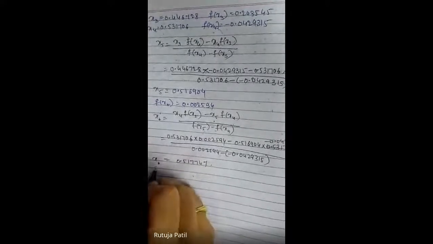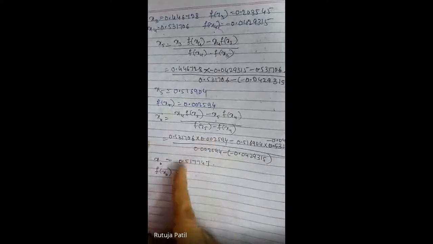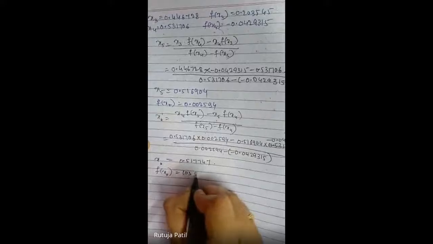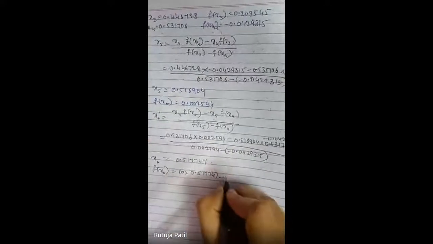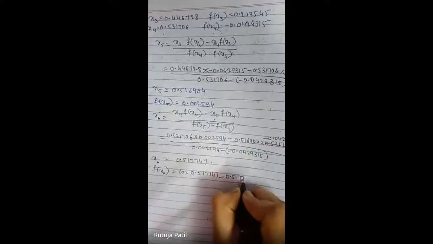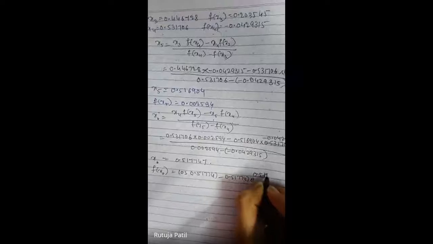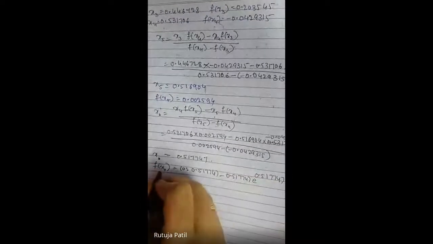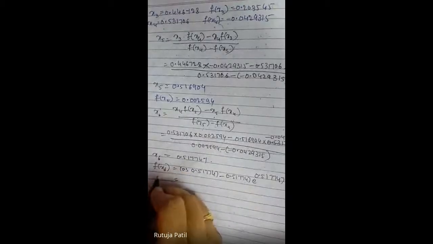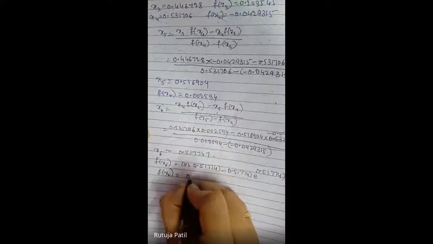0.517747. Substitute this in the equation, that is cos x minus x into e to the power x, like cos 0.517747 minus 0.517747 into e to the power 0.517747. So how much will you get there for f(x6)? You will get f(x6) as 0.000315.